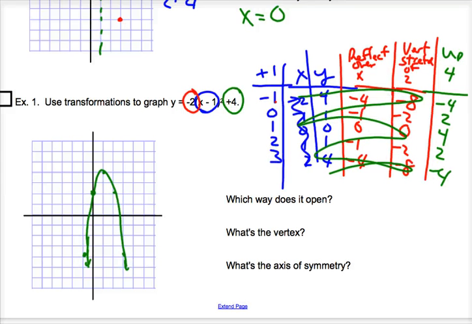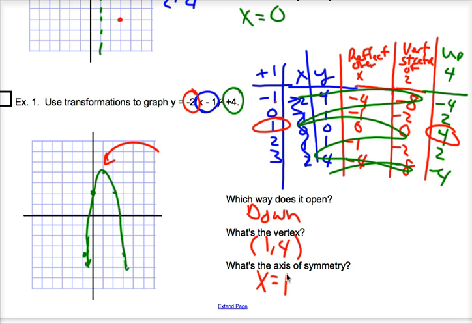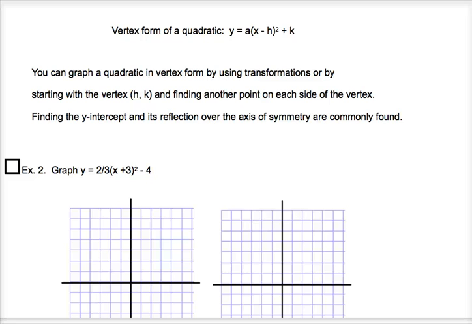So which way does it open? Down. What's the vertex? That's our 1, 4. That's our top point in this case. And then the axis of symmetry is x equals, what's the x equal? 1. Again, it's always x equals because it's a vertical line, and it's the x coordinate of the vertex, so x equals 1. I wouldn't graph these using transformations. We can be a lot quicker than that. I'll show you, I think, on the next slide here.